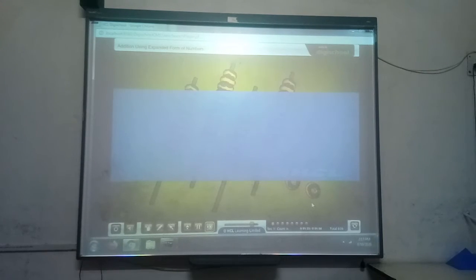Can you see how a number can be written in different forms? This is the standard form. This is the expanded form. And this is the place value form.